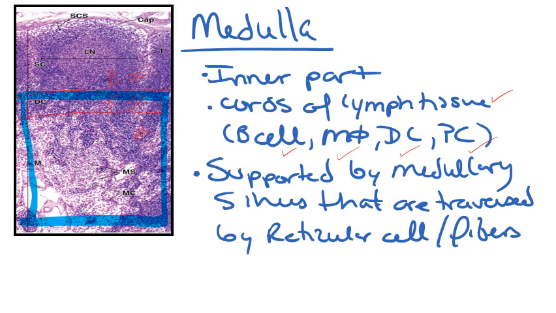So this is where, like I was mentioning before, our B cells that have taken up residence in this lymph node are going to be secreting our plasma cell product, which is our antibody. They're going to be supported by the medullary sinus that are going to be traversed by reticular cells and fibers. Remember, reticular cells are essentially creating reticular fibers that are going to provide structure. All right, and remember, our reticular cells create that mesh to catch things as well.